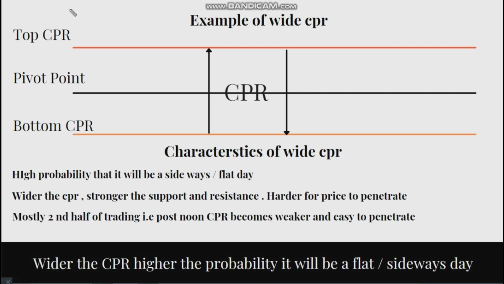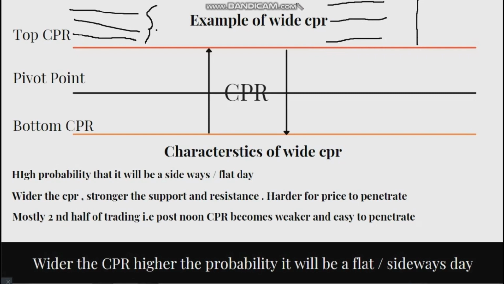We already know what is CPR. The three lines together, the top CPR, bottom CPR and the pivot point, they comprise the CPR, right? When we dig deeper into CPR, we found out that the width of CPR also tells a lot to us about market condition. So we divided the example into two. The first one is wide CPR and the second one is thin CPR.